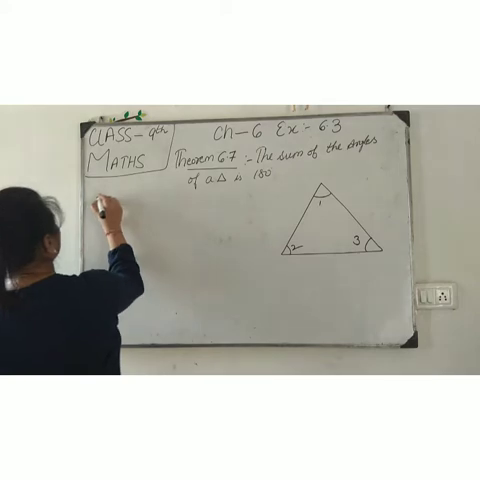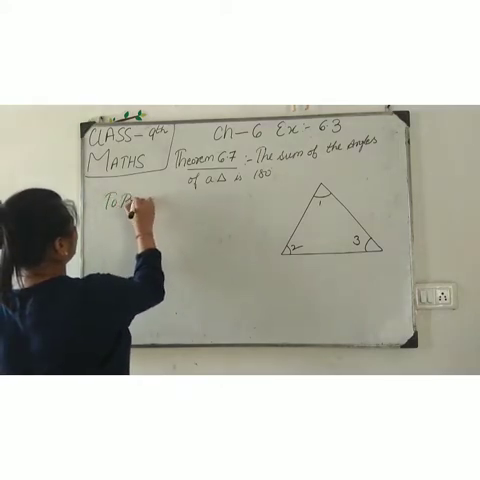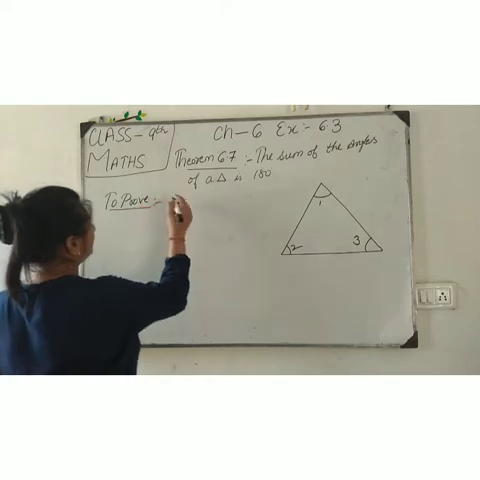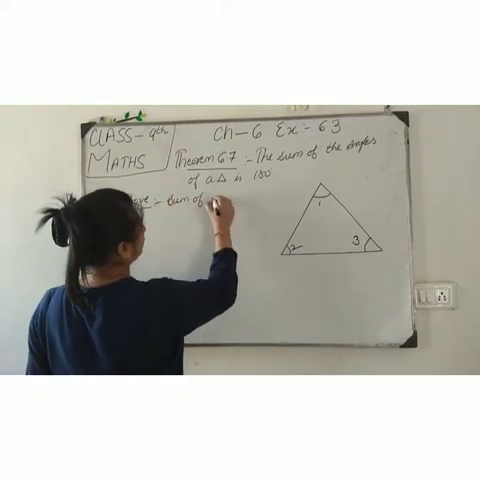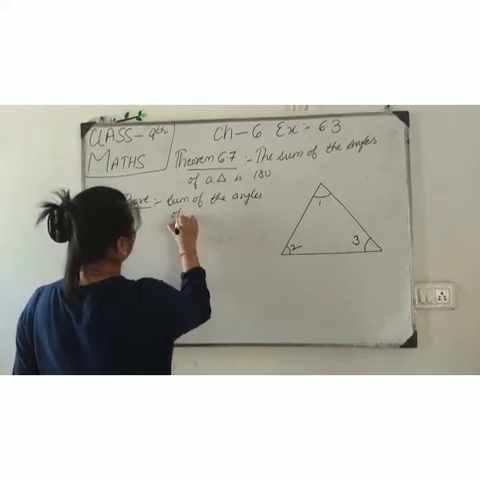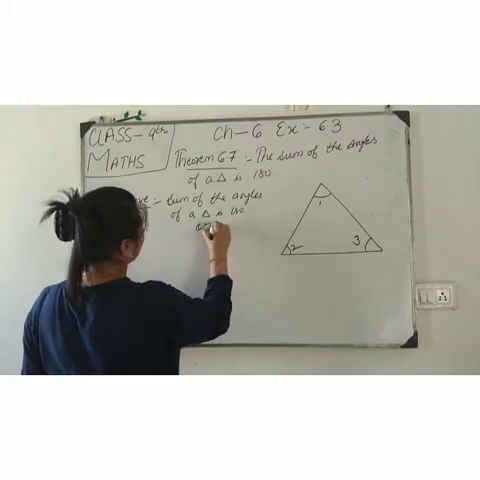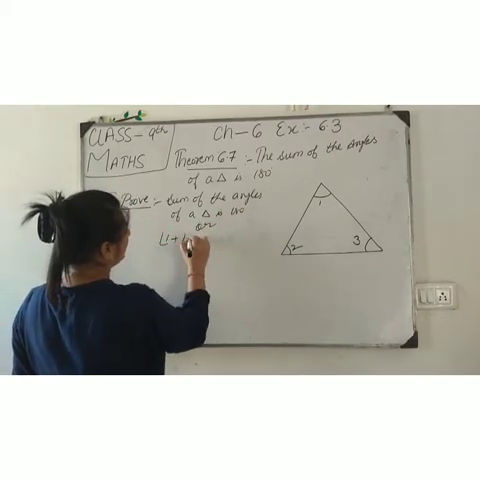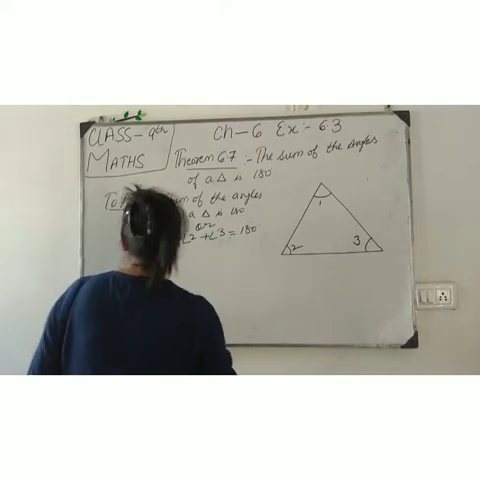So write down here. To prove: the sum of the angles of a triangle is 180. In short, you can write angle 1 plus angle 2 plus angle 3 equal to 180.